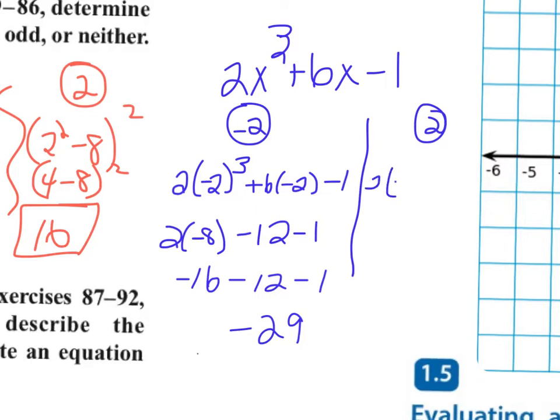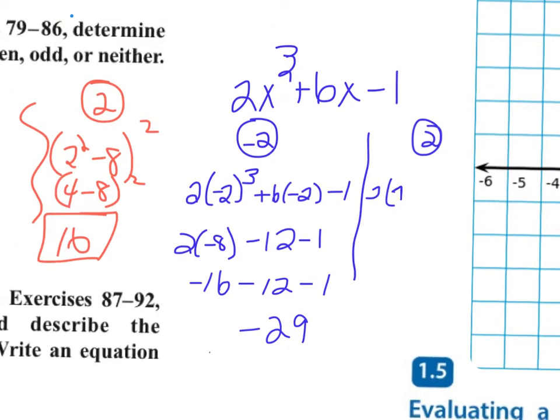But I have 2 times 2 cubed plus 6 times 2 minus 1. Well, 2 cubed is 8, right? 8 times 2 is 16 plus 12 minus 1. What's 16 plus 12? 28 minus 1 is 27.